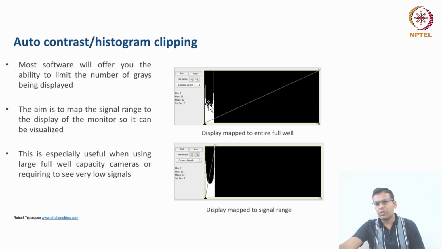So when you push this triangle from this end to this end, then all your structures will be visible in your image. But when you ask the software to display all the pixels, all the gray levels, then it will not show your structures. So to see your structures, you should always push this triangle to display only the bright pixels.